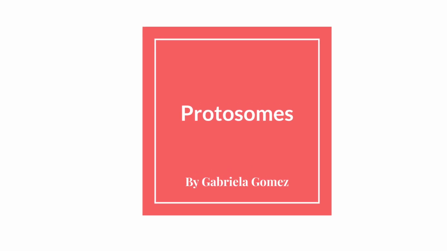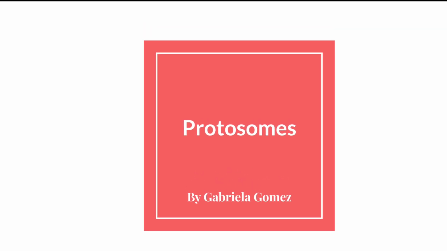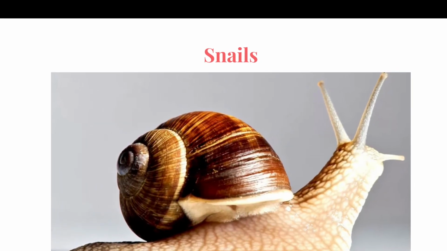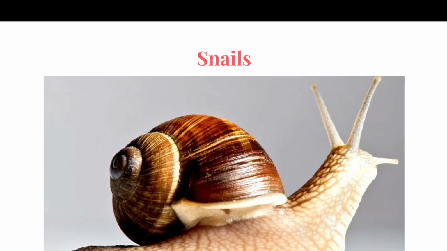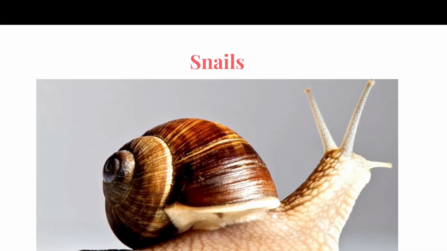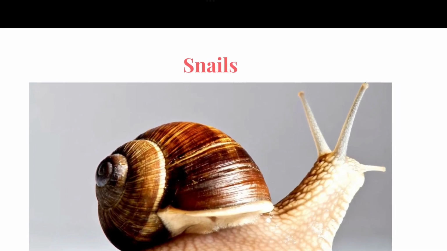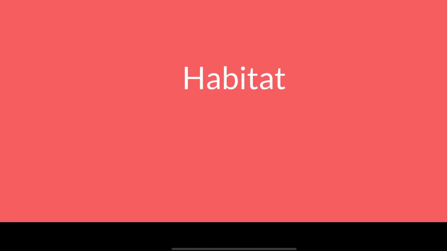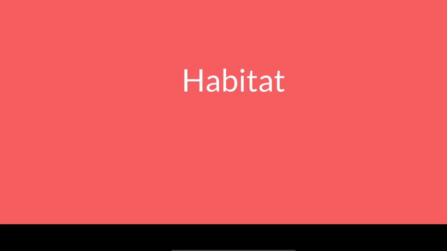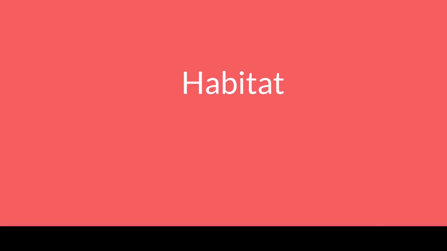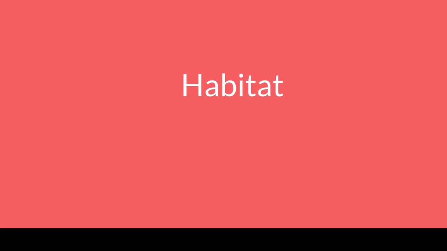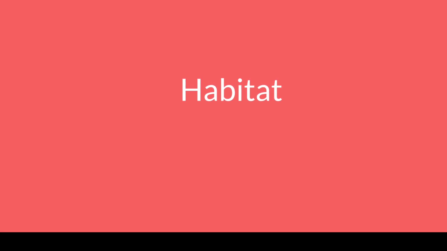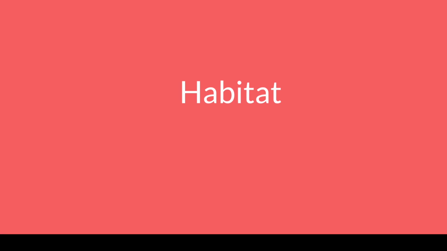Protostomes by Gabriela Gomez. The organism I chose to observe was snails. The common name for snails is snails, and the scientific name is Gastropoda. The natural habitat of snails is wetlands, riverbanks, and the upper leaf litter of forests. Basically, a nice humid environment is where snails tend to flourish.